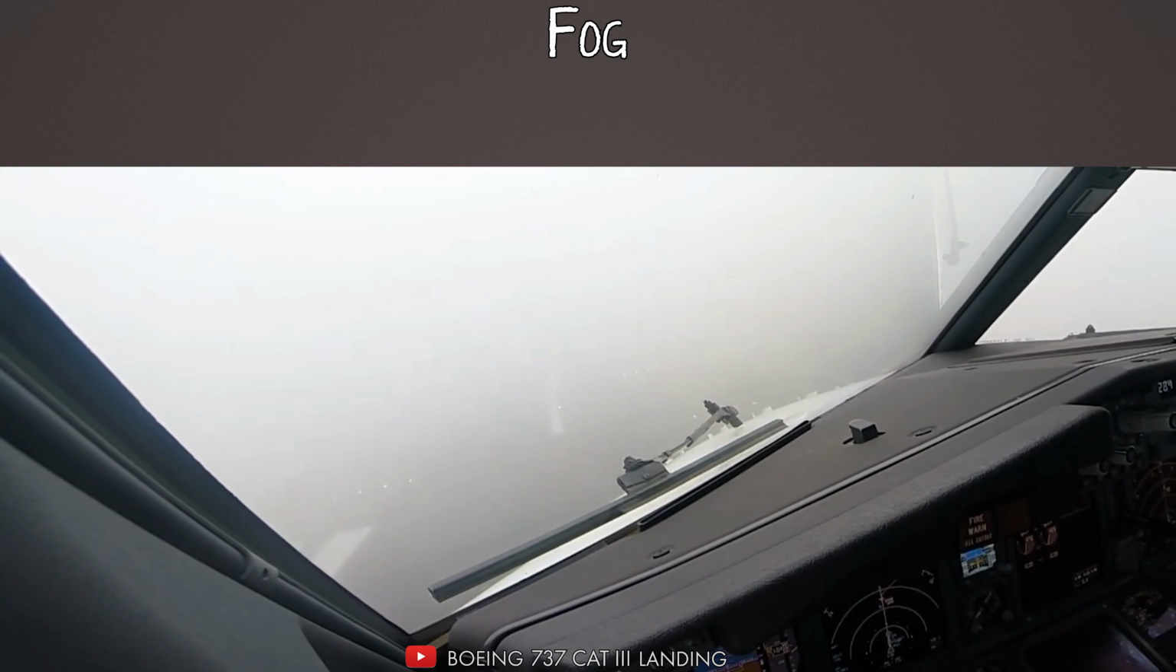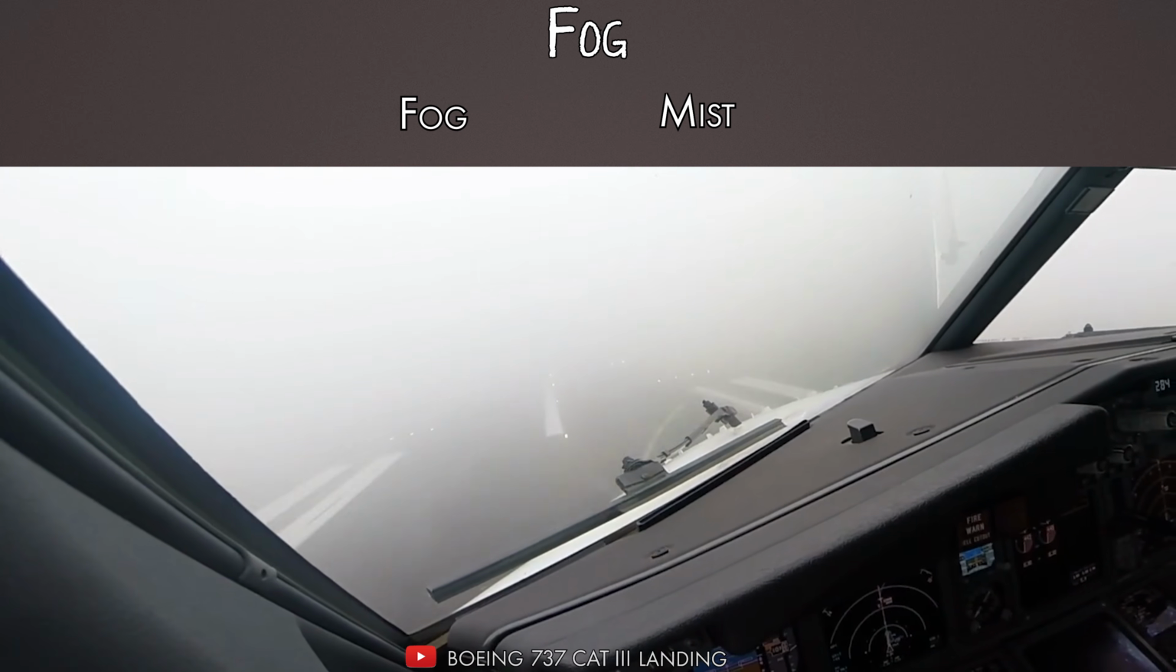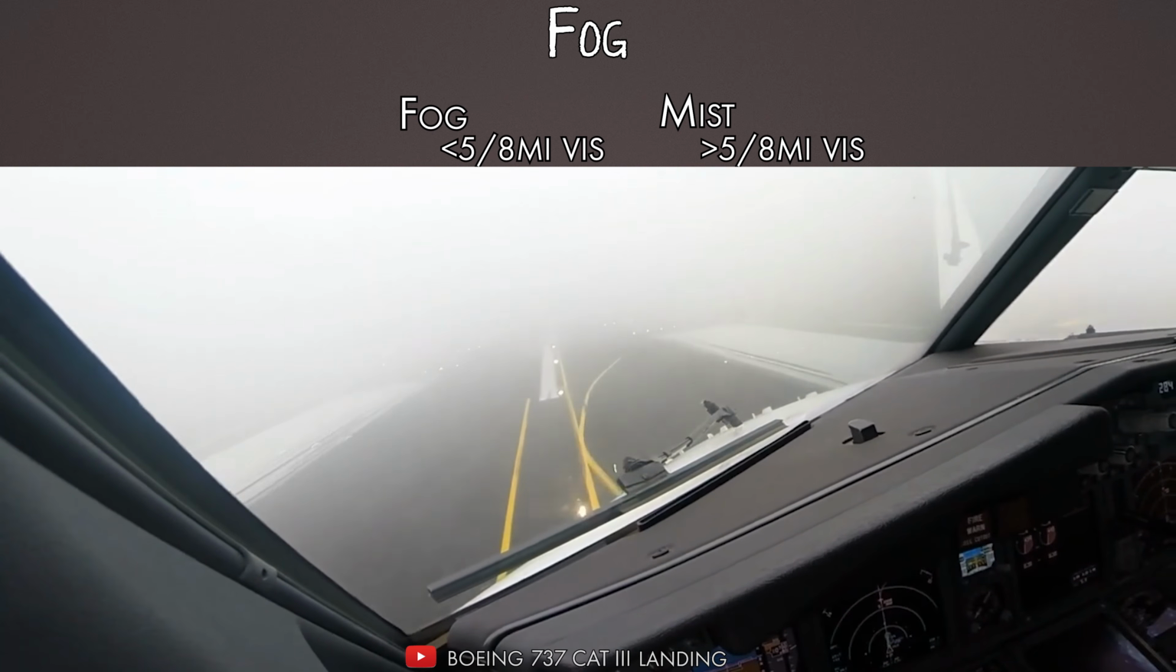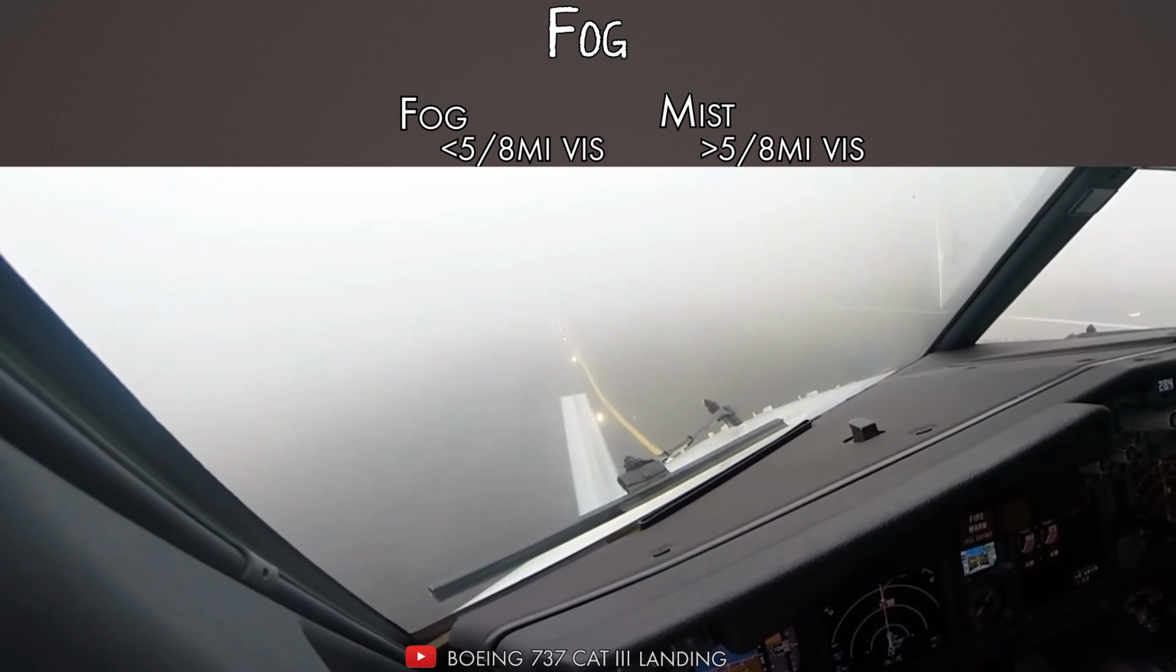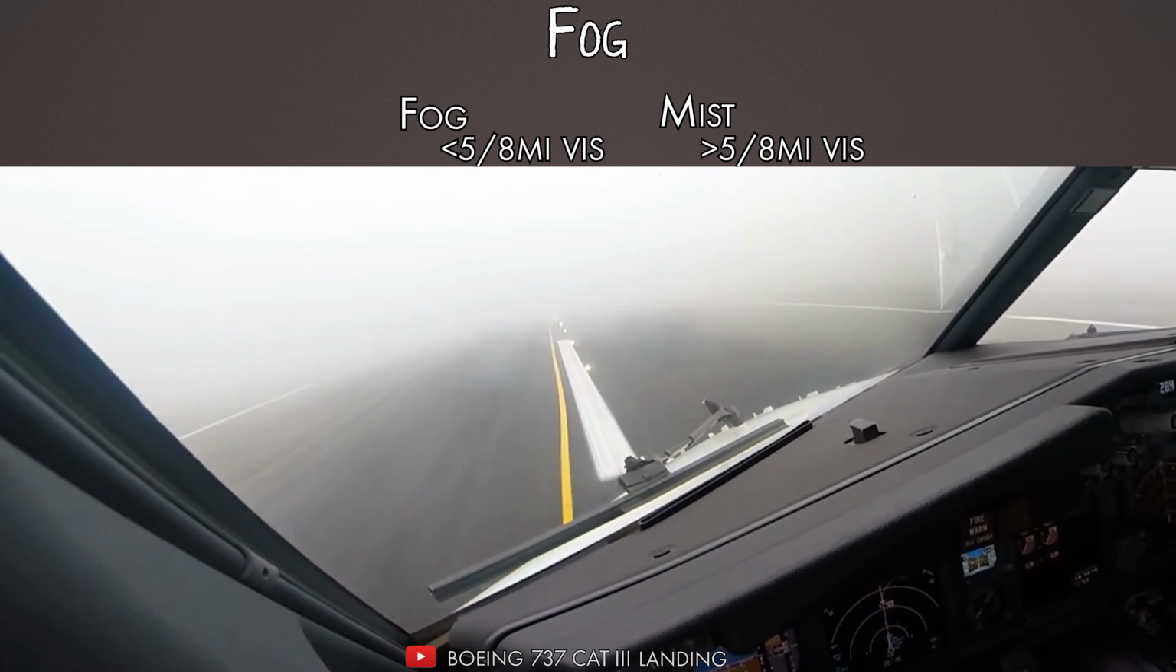And if you ever wonder what the difference is between mist and fog, they're both the same thing. Fog has lower visibility. Fog is just less than 5/8 of a mile visibility. And why the weird numbers? Because it's based on kilometers, and that's the conversion.